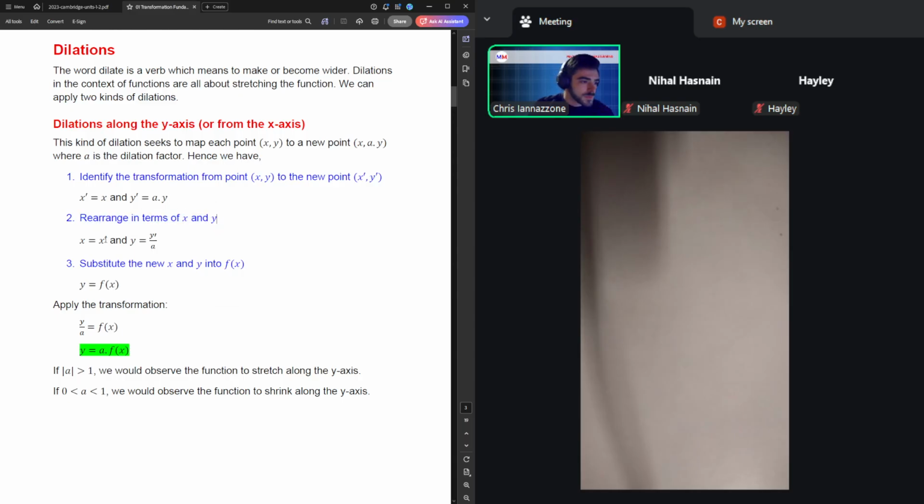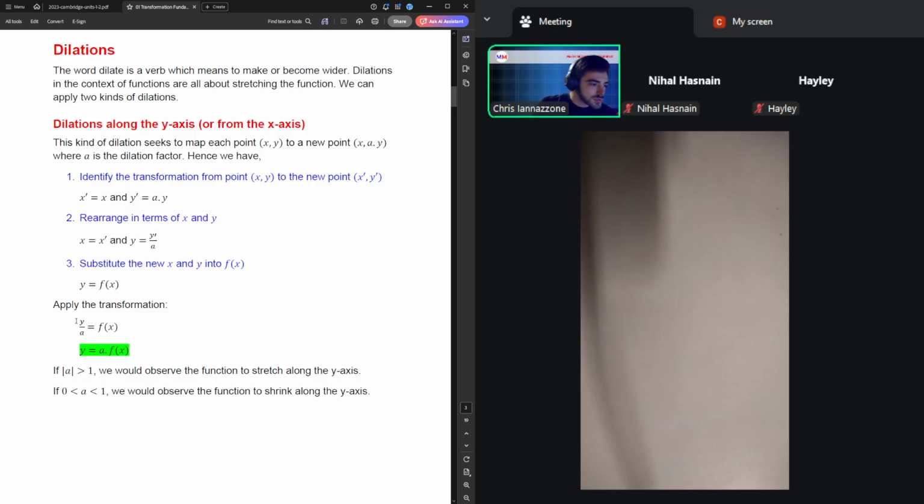From there, rearranging in terms of x and y, this is stuff you guys have already done before, right? Just get the x on its own and the y on its own in both of those equations. Nothing really has to be done here. Something has to be done here, just dividing by a. Then, whatever the function is that you're trying to apply it to, simply replace every instance of y with what it equals and every instance of x with what it equals. You're just doing two substitutions.